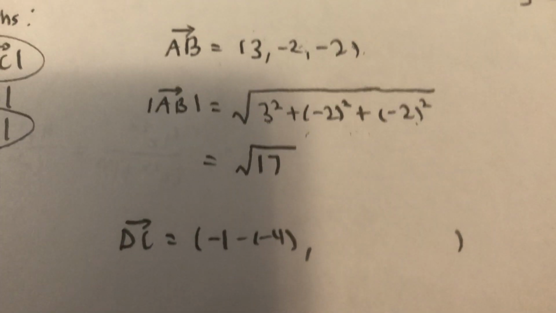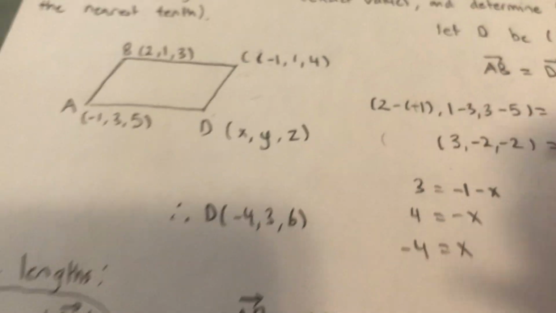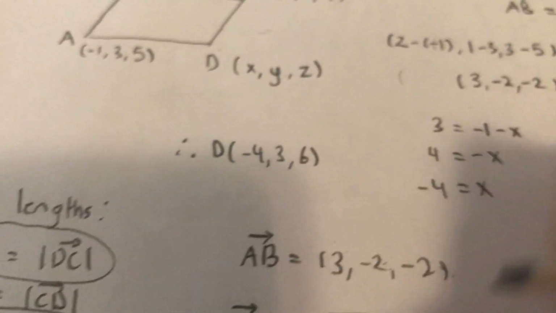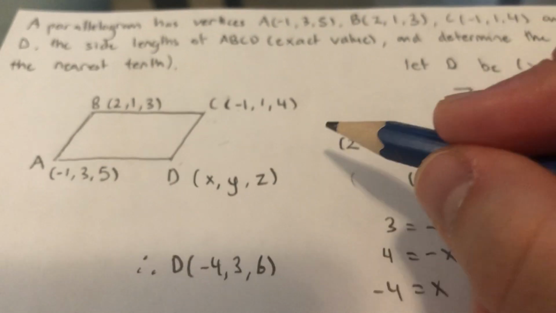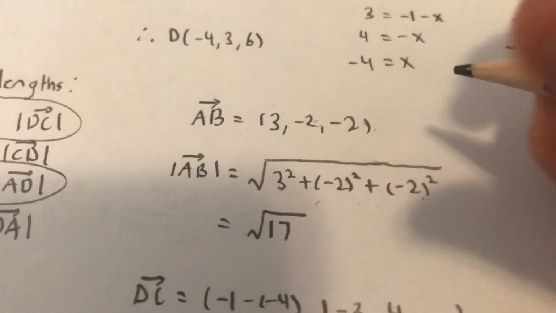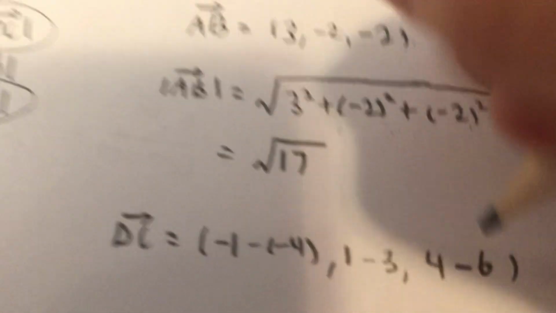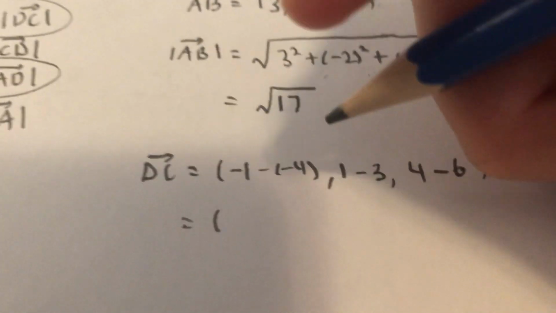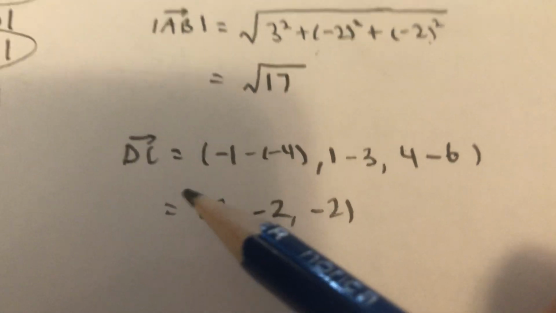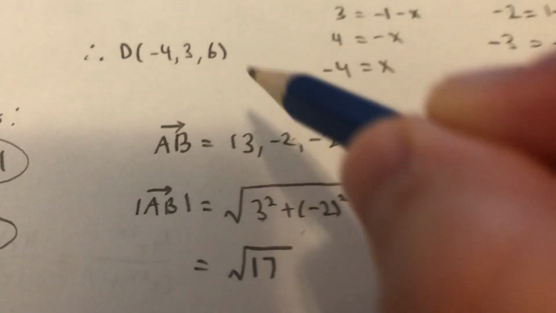And then we have the y value of C, which is 1, subtract the y value of D, which is 3. And then we have the z value of C, which is 4, subtract the z value of D, which we found was 6. So that means for vector DC, we have -1 minus -4, that will give us +3. And then 1 minus 3, that is -2. And 4 minus 6, that's also -2. So as we can see here, the vector DC is actually the same as vector AB.